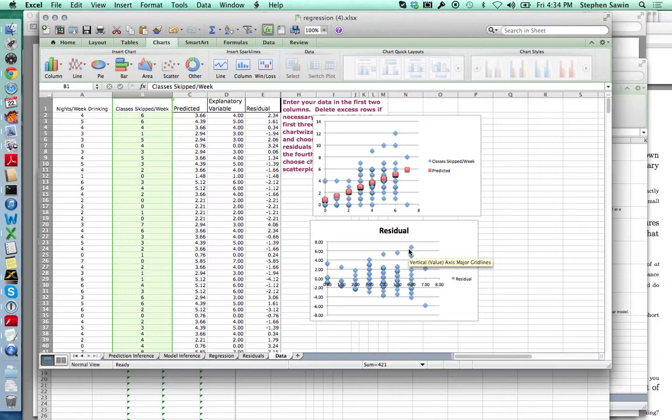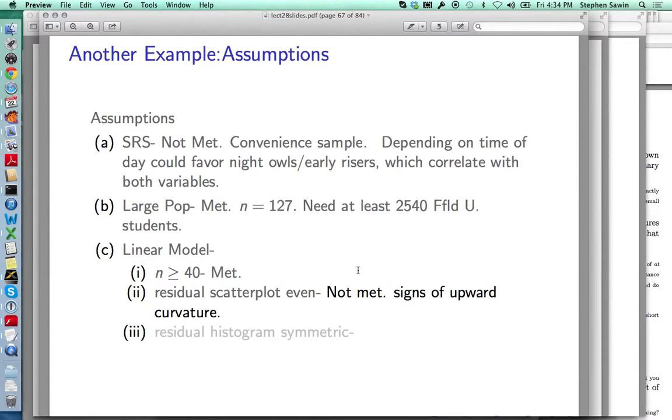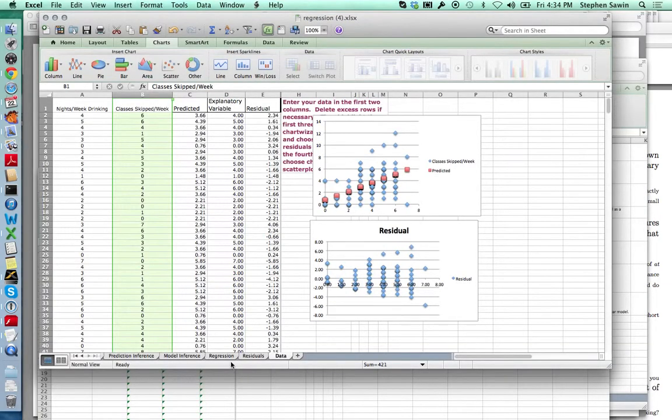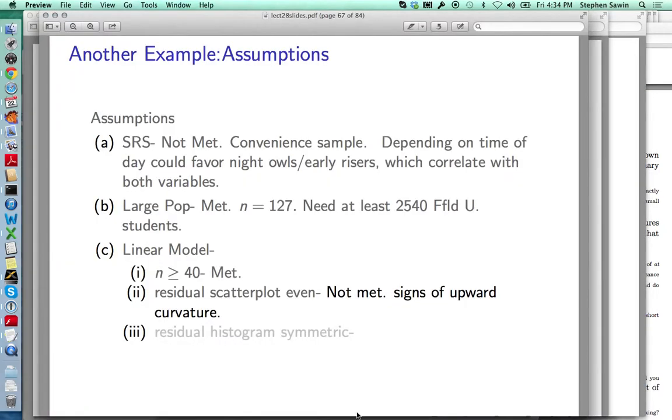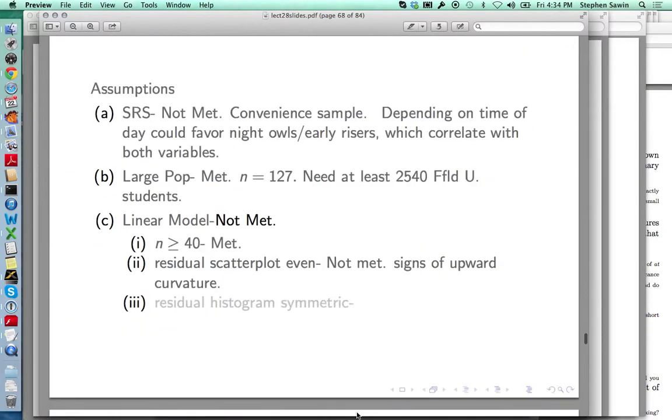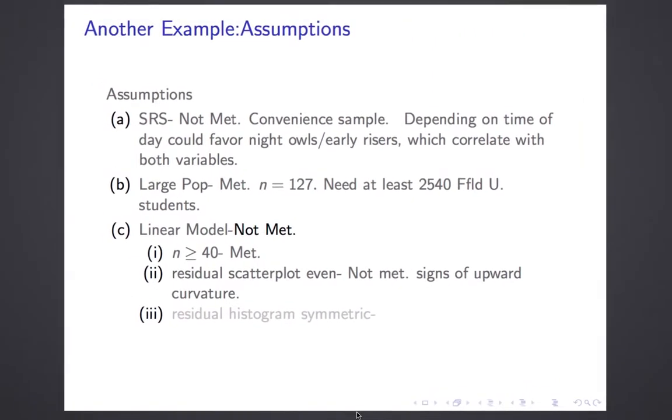You may have noticed checking the assumptions for linear regression is a little bit more art than science. It's more of a judgment call than things we've done in the past. And, oh, I'm sorry, I didn't mean to go back, because I wanted to check out the histogram of the residuals. This is bimodal perhaps, but it is not very skewed. So I would call that pretty symmetric. So this assumption, the histogram of the residuals being symmetric, is met.